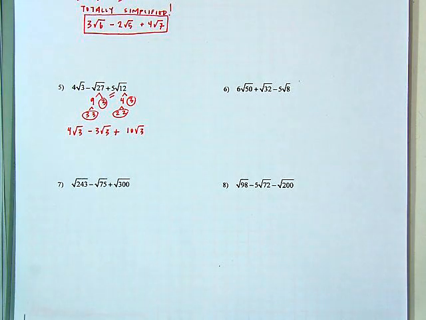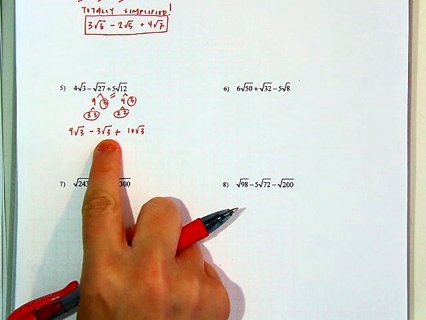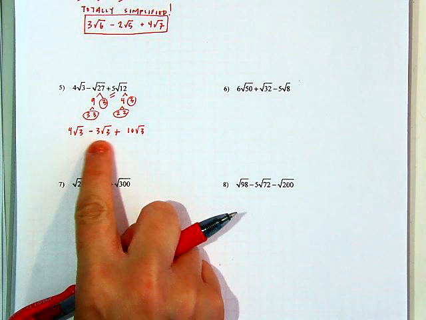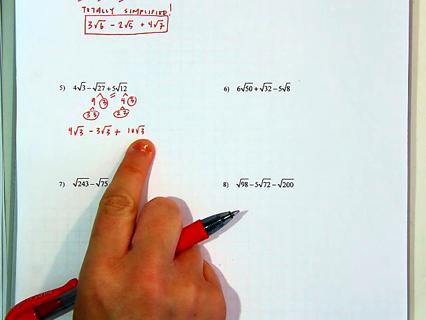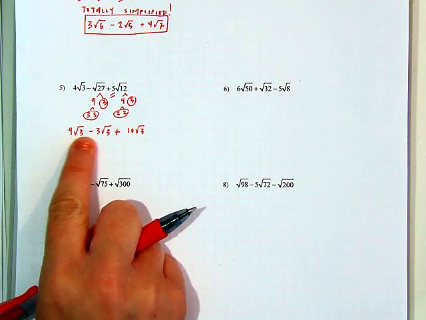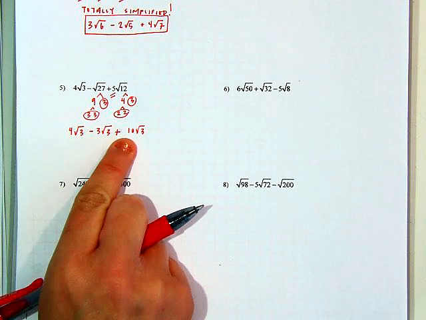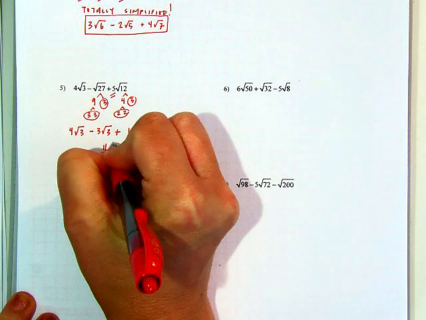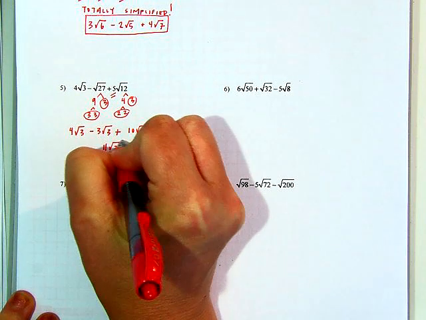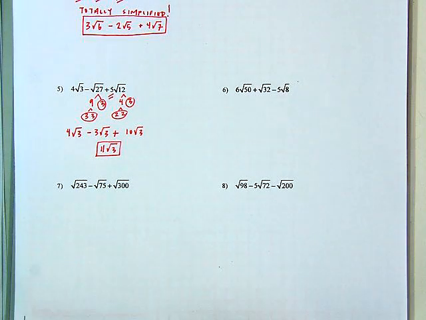So by taking the time to simplify each individual term, I'm actually now seeing that the radicands all match. They're all in terms of the square root of 3. So now I can combine. 4 minus 3 is 1, plus 10 is 11, square root 3. All right, next one up.